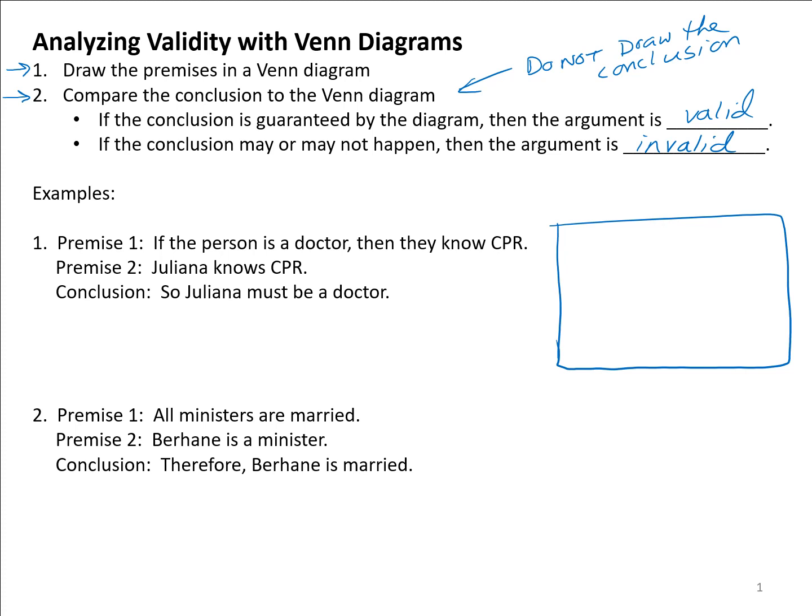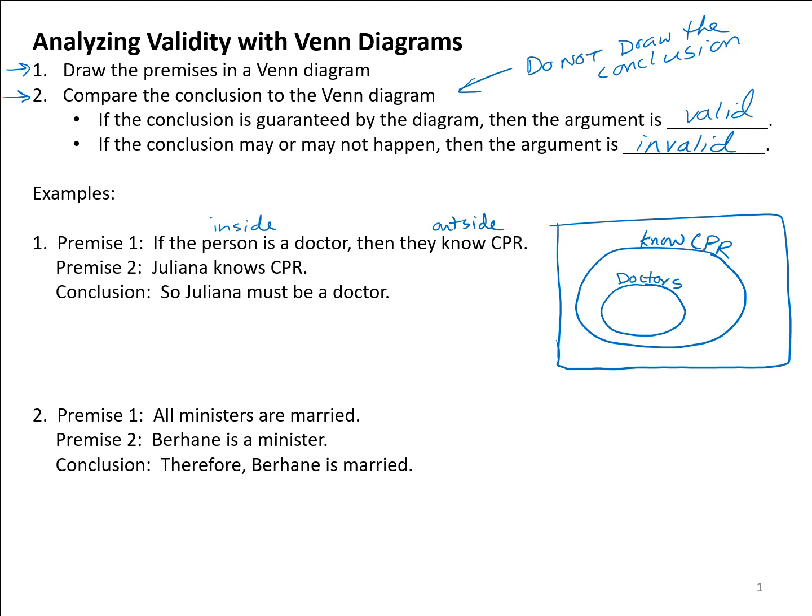So the first step, we'll start with the first premise. If the person is a doctor, then they know CPR. Now remember, if-then stands for one set inside the other, and the inside set is with the if. So this is talking about the inside set being doctors, and then the outside set would be knowing CPR. So if-then means if inside, then outside. So knows CPR is the outside set.